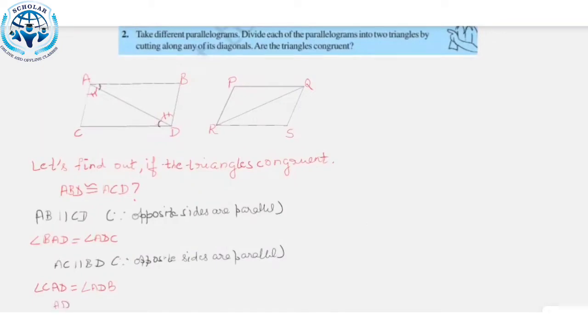One side is common, that is AD. So now two angles and one side are equal. That means two triangles are congruent by the rule ASA, that means two angles and one side are equal.